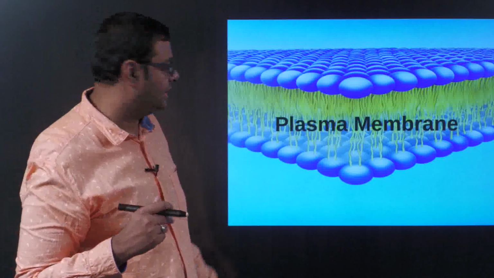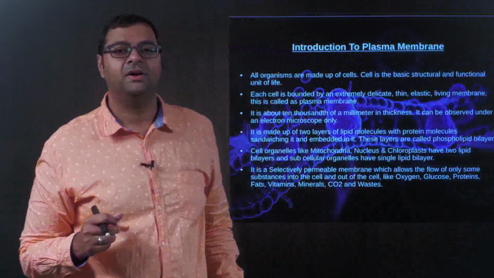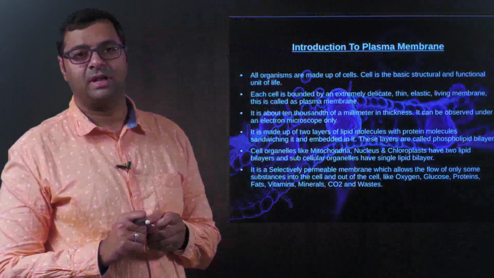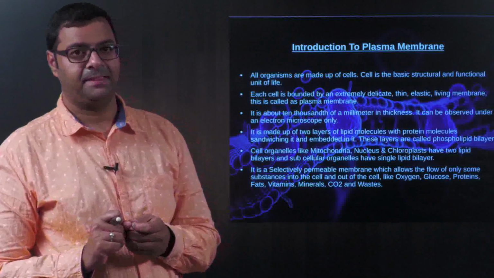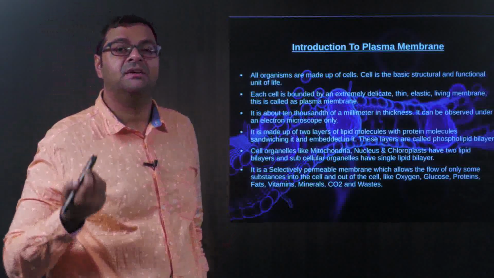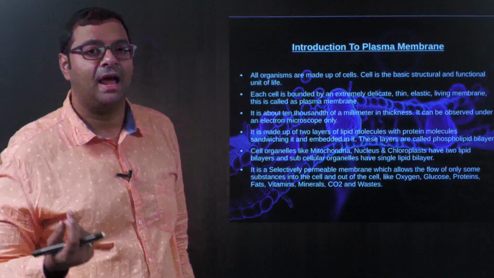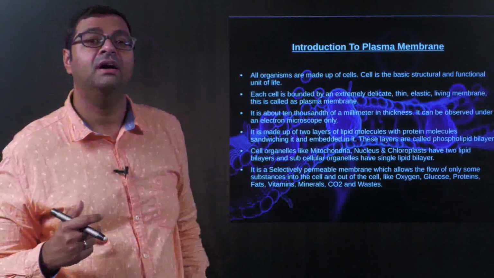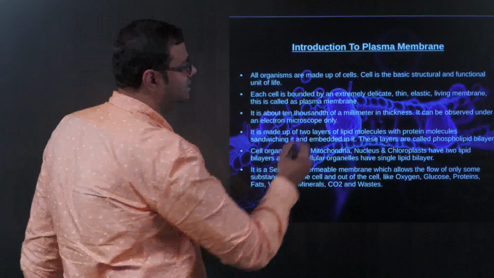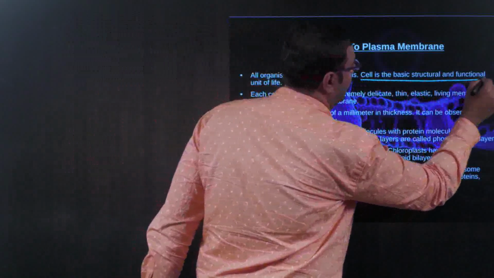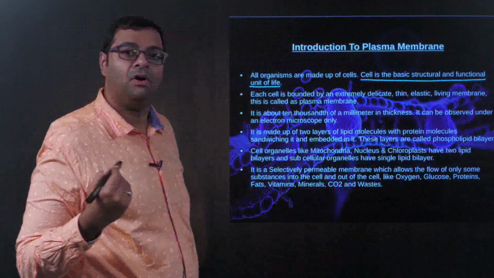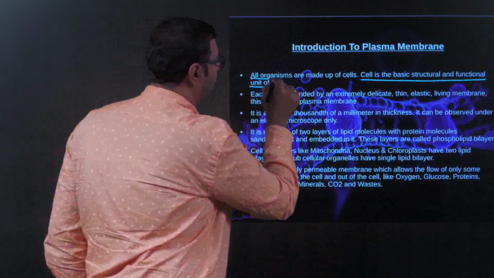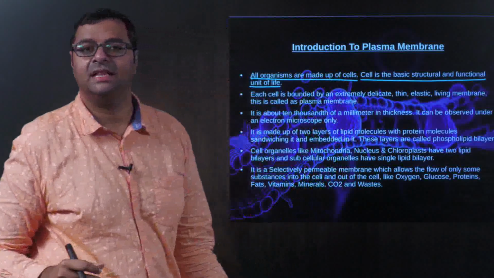Now let's go into the introduction to the plasma membrane. When I am talking about the introduction to the plasma membrane, I should first tell you what a cell is. A cell is basically the structural and functional unit of a living organism. As I have written here, a cell is the basic structural and functional unit of life. You already know that all organisms are made up of cells.